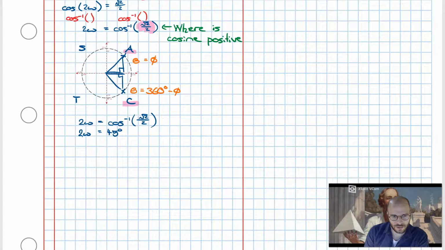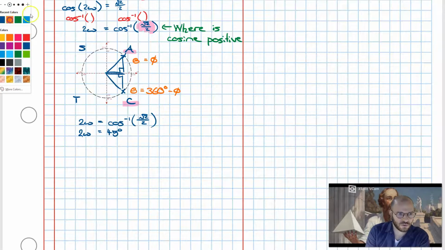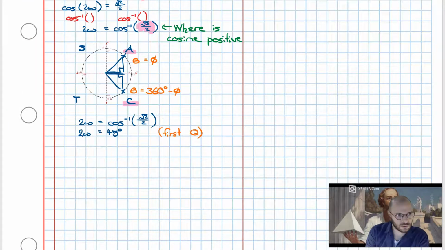What we're going to do is go for the fourth quadrant solution first. So we're going to go for the second solution. We're going to go 2w is going to be 360 degrees minus 45 degrees.